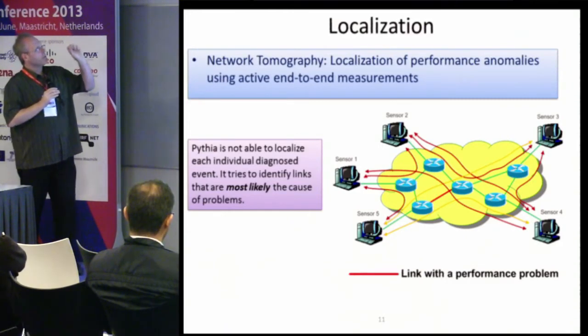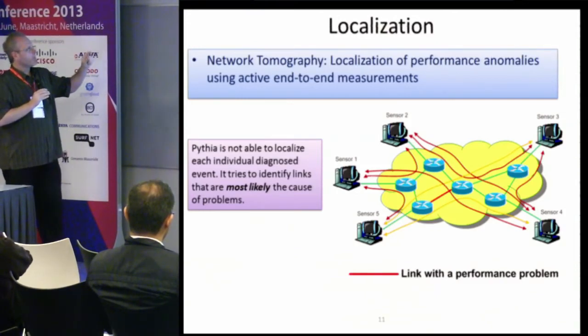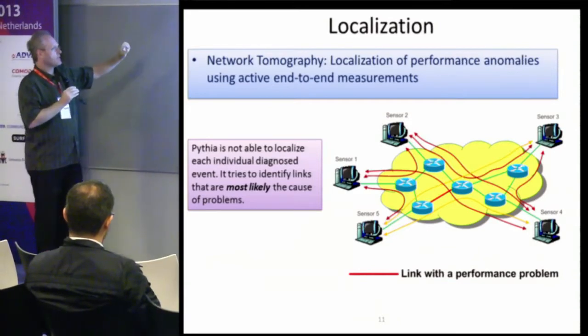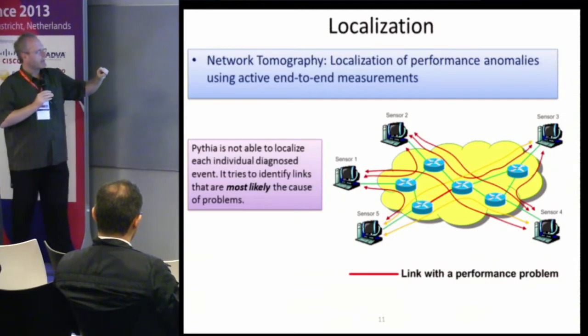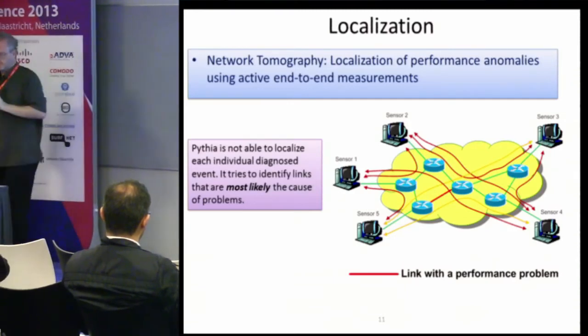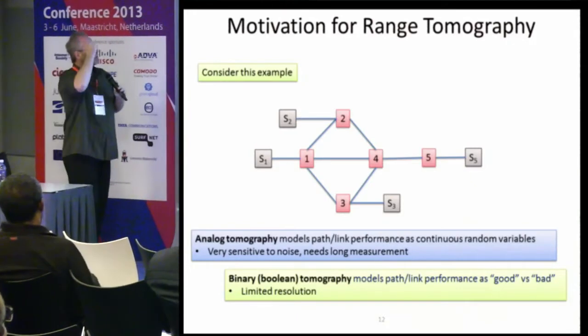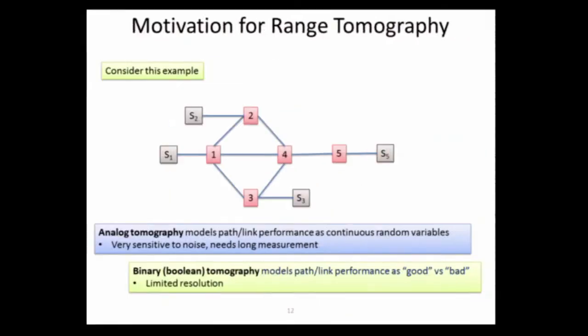But the point is, we use a thing called network tomography to localize these anomalies. But the important point is Pythia is not able to localize individual events. We're looking for the most likely cause, the most likely location of a problem. So we're using a thing called range tomography. This very simple example here. So the S's are the hosts on the end, and the squares are the routers in between.